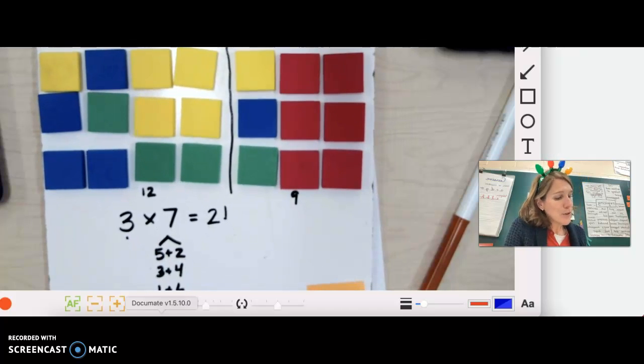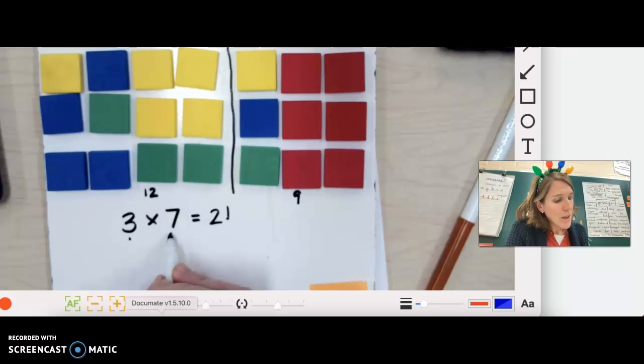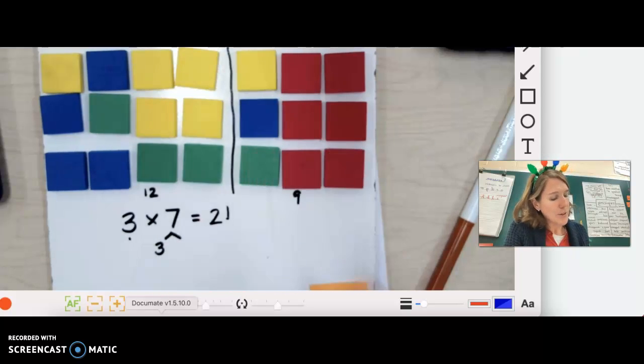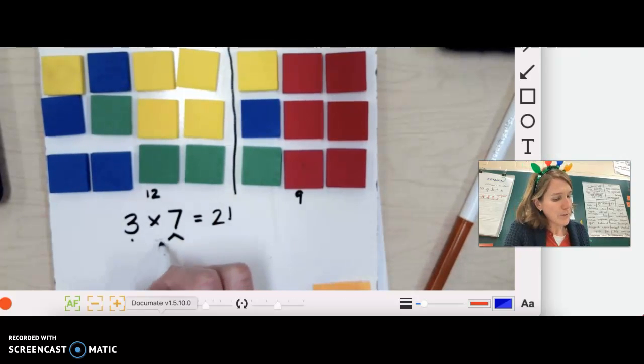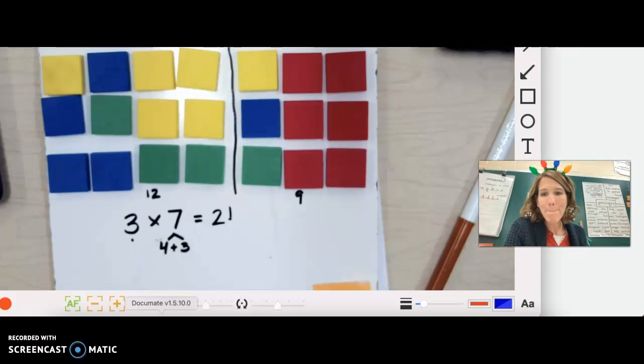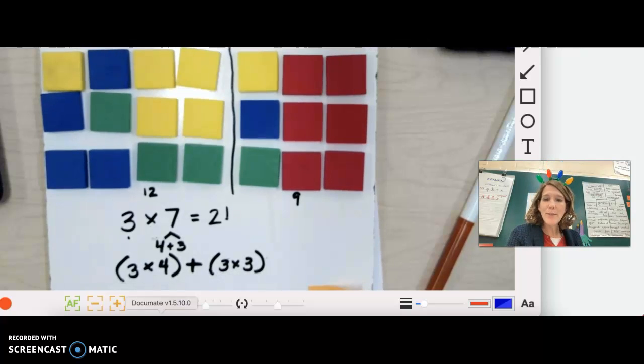What gets a little confusing is how you write that, okay? Because we're going to have to use parentheses. So watch this. We know that 7 is, let's do this one, 7 is 4 and 3, right? 4 plus 3. Okay. So I do 3 times 4, plus 3 times 3. So I have to use parentheses.